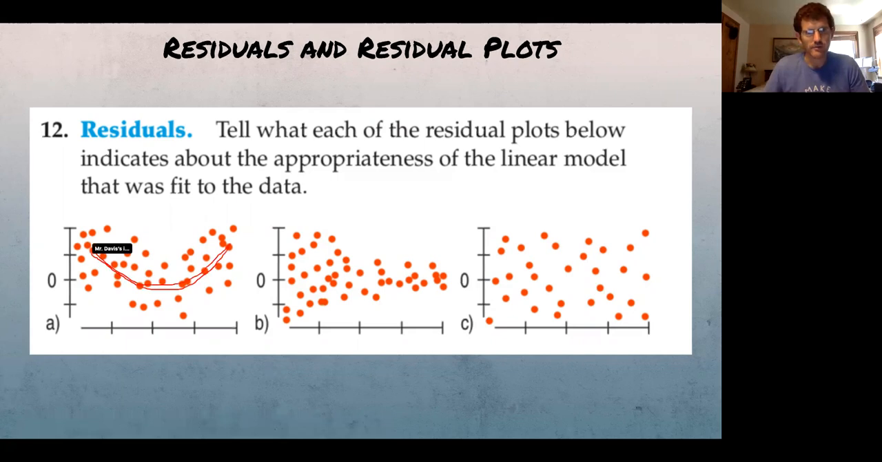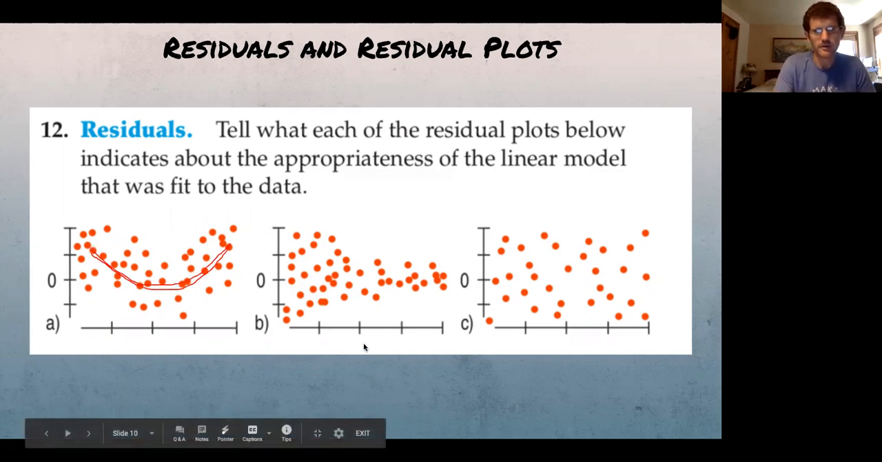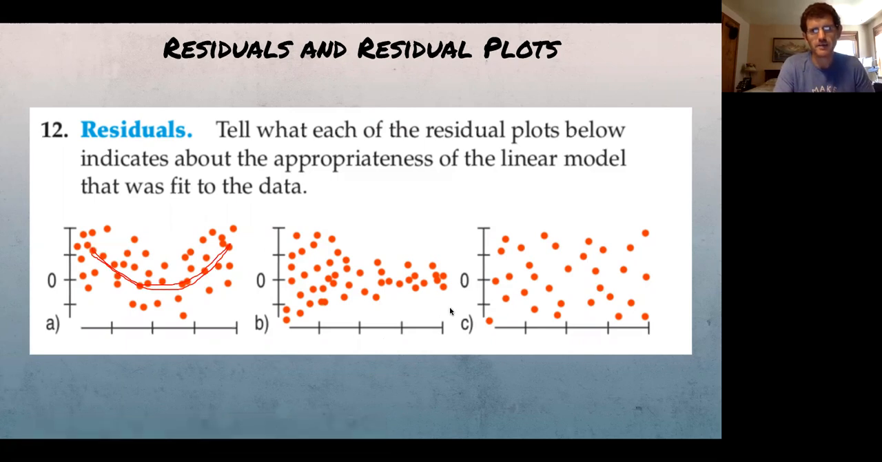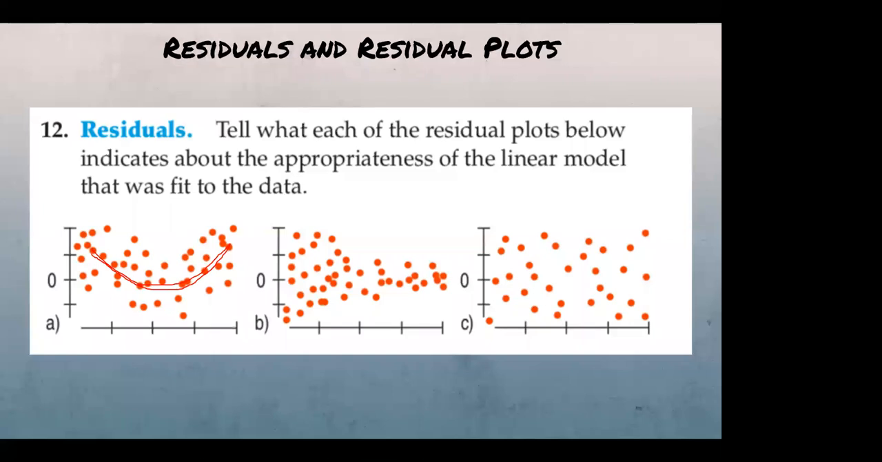We shouldn't use it. And this might not be caught from the scatter plot, but in the residual it shows up. Okay. In the second one, is a linear model appropriate for this? No. Okay, we could say no.